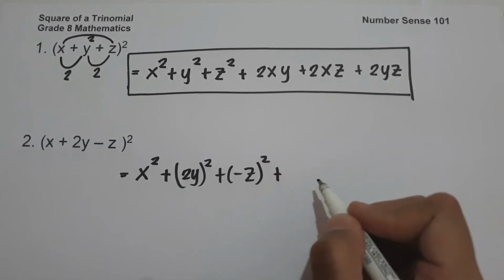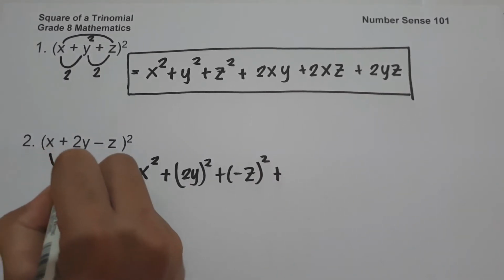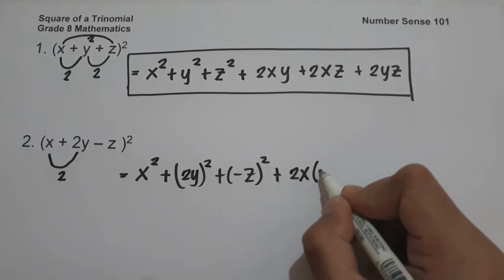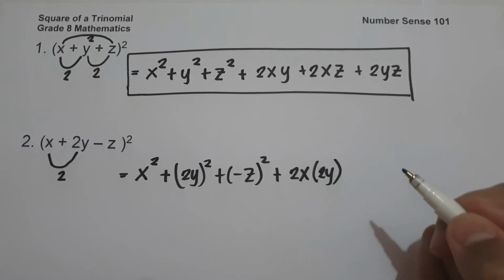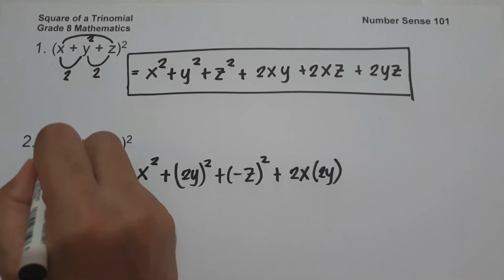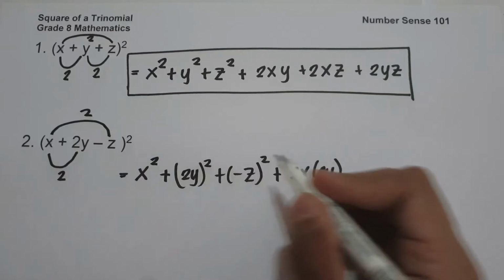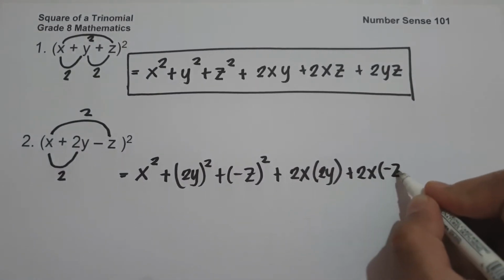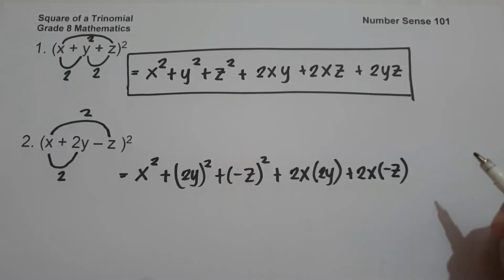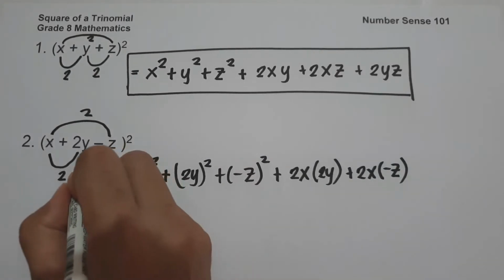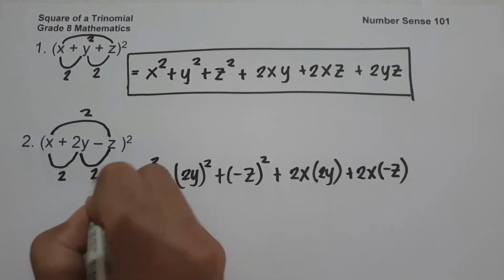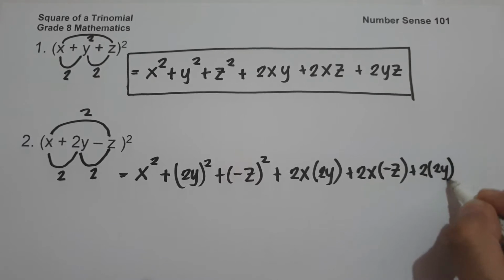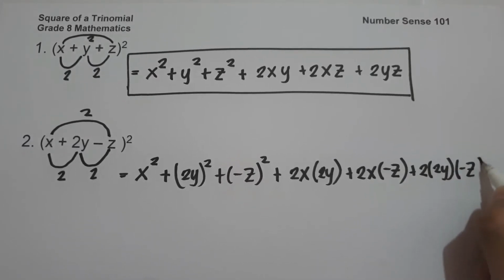And to find the fourth term, simply multiply the first and second term by the constant 2, that is 2x times 2y. And then multiply the first and last term by the constant 2, that is 2x times negative z. And to find the last term, multiply the second term to the last term by the constant 2, that is 2 times 2y times negative z.